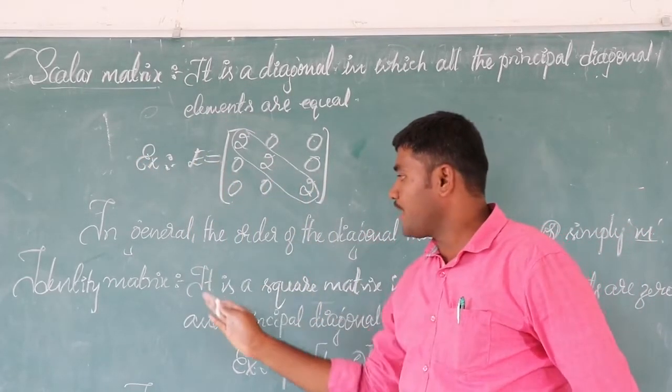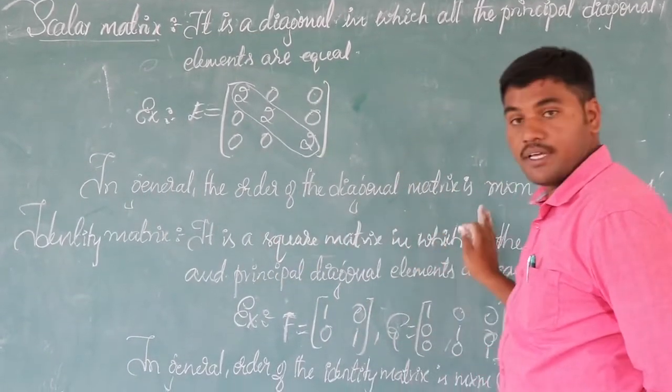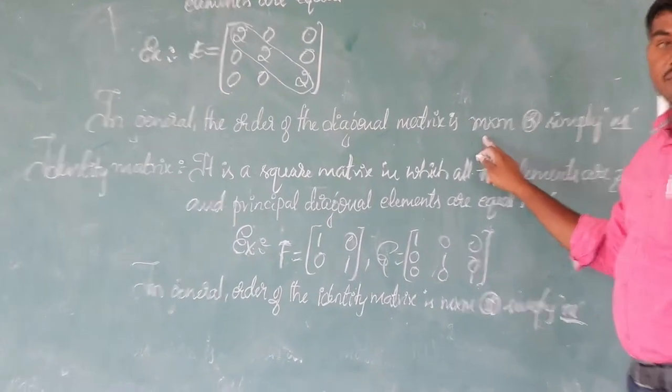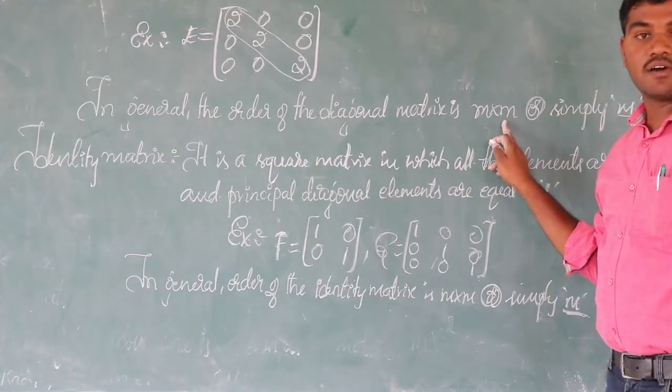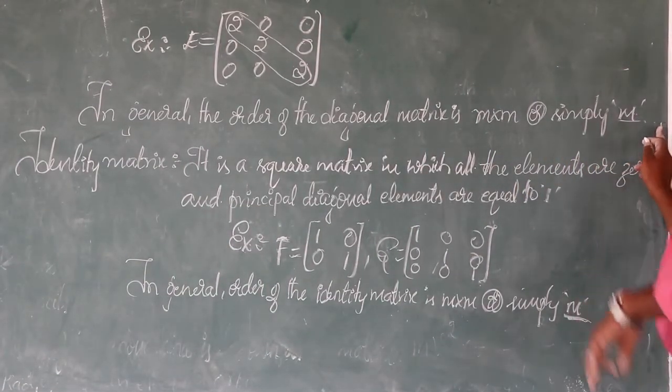Now come to the next one. In general, the order of the diagonal matrix is given by m by m. m indicates rows, m indicates columns. So simply it can be termed as an m-order matrix.